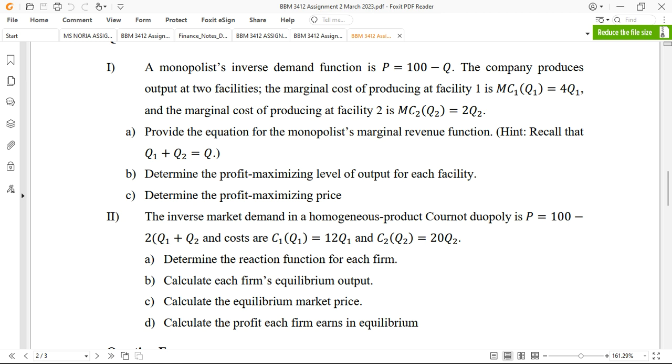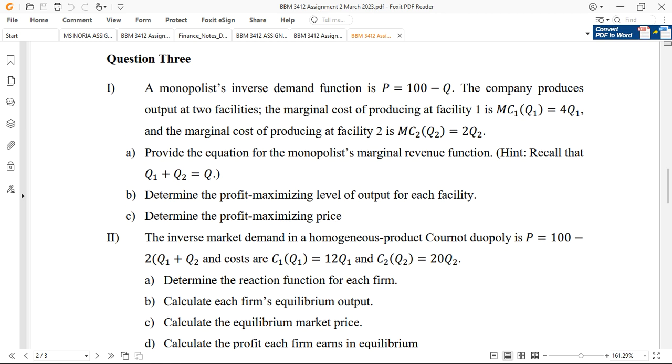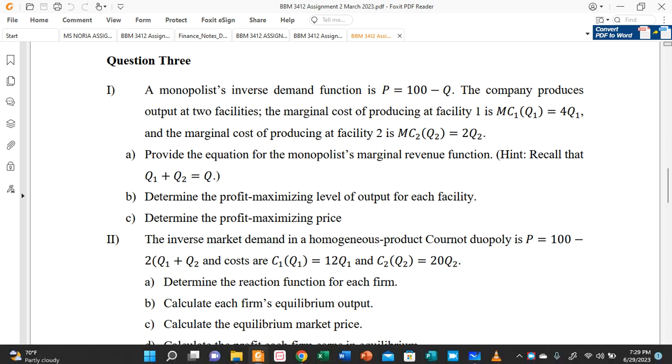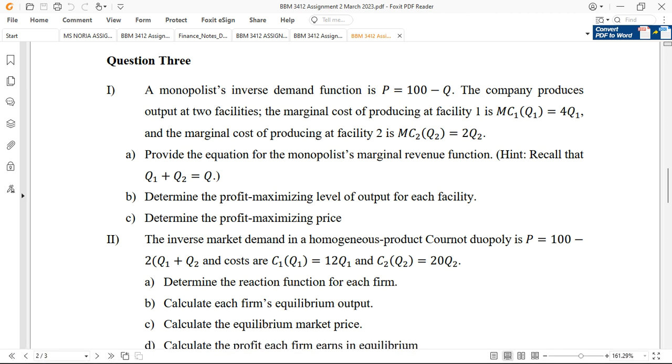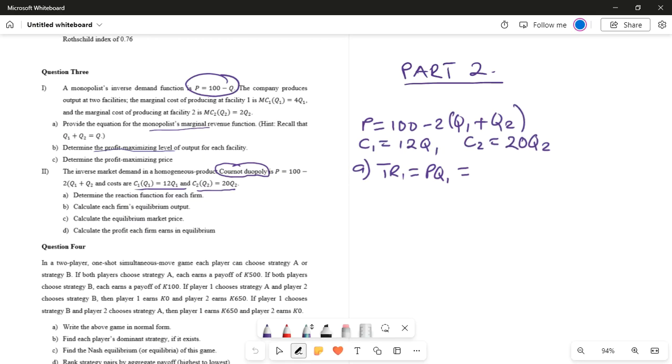So in the first part, we looked at question 3, part 1. Okay, so we did part A and B. So now we are going to do part C, and then we carry on to the next one, part 2. Okay, so let me just erase this.